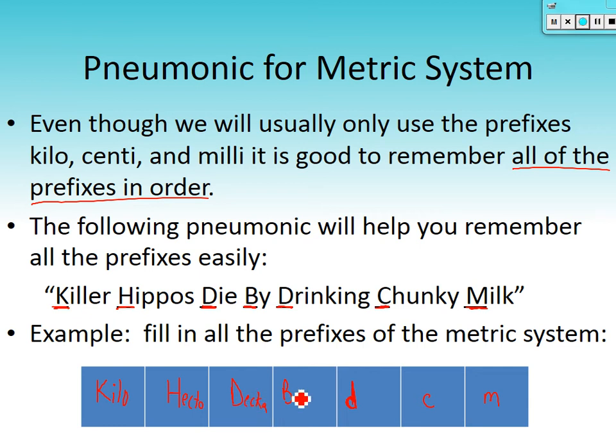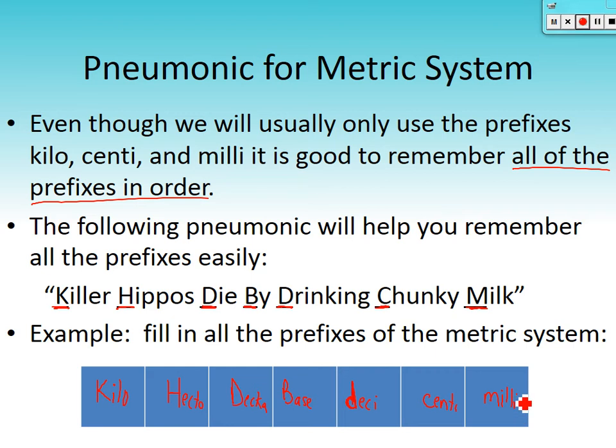The B is for base. This is our base units. The D is for deci. Lowercase d is for deci. C is for centa. M is for milli.